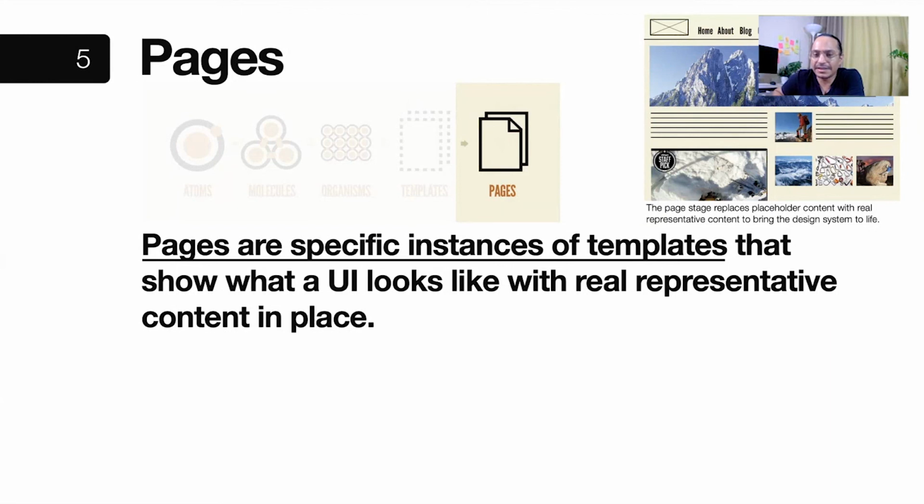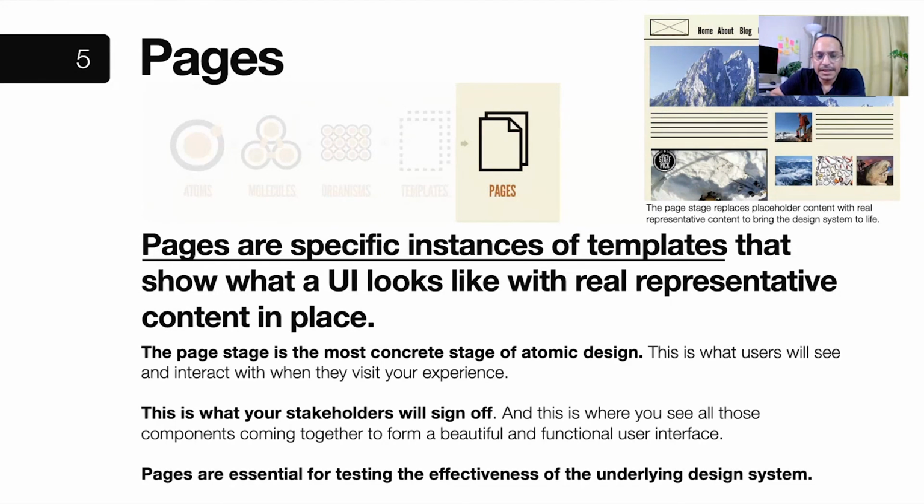So a template is just the structure, but pages are with the actual content, with the actual information. Correct? The page stage is the most concrete stage of atomic design. This is what users will see and interact with when they visit your experience. This is what your stakeholders will sign off, and this is where you see all these components coming together to form a beautiful and functional user interface.